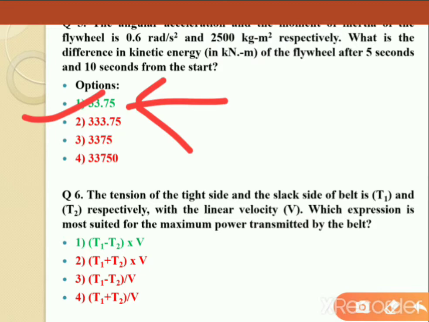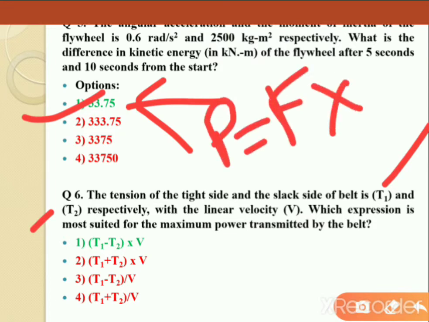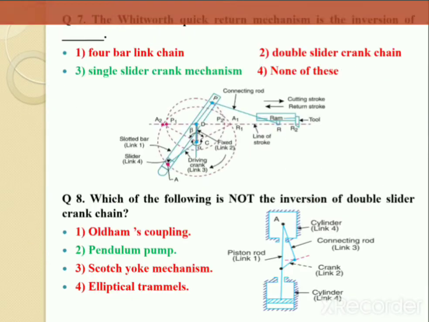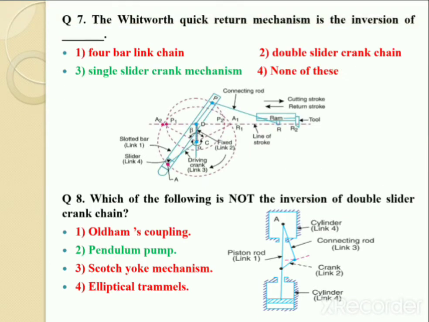The tension of the tight side and the slack side of the belt is T1 and T2 respectively, with the linear velocity v. Which expression is most suited for the maximum power transmission by the belt? So power P is equal to, we know, force into velocity. Here force is equal to T1 minus T2, tight side minus slack side. So option 1 will be the correct answer for that question. Let's come to the next question.